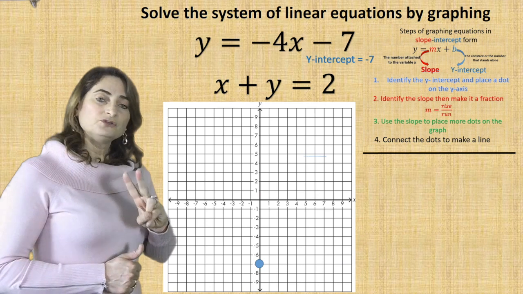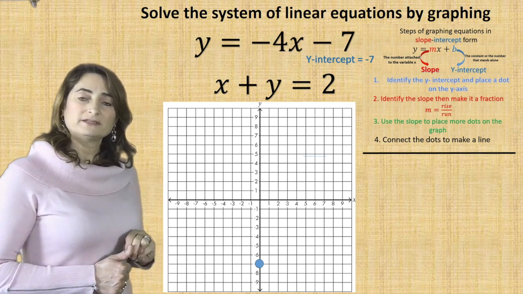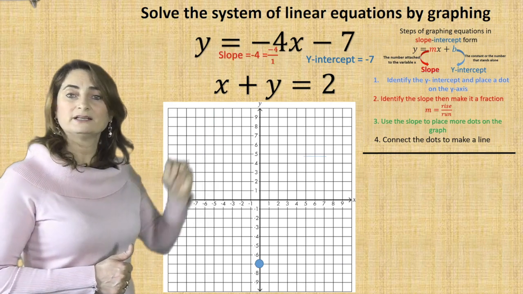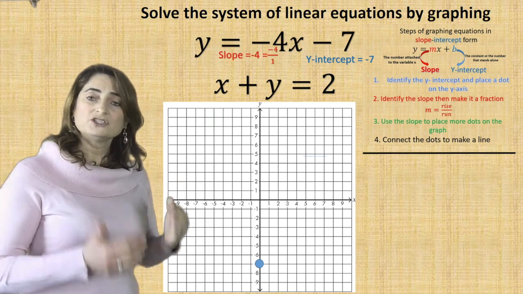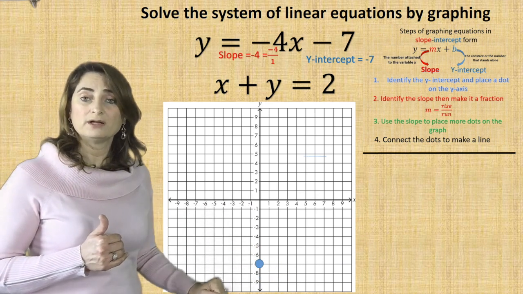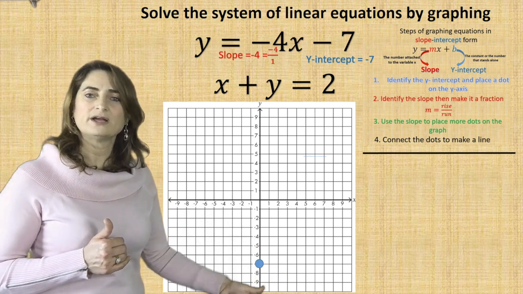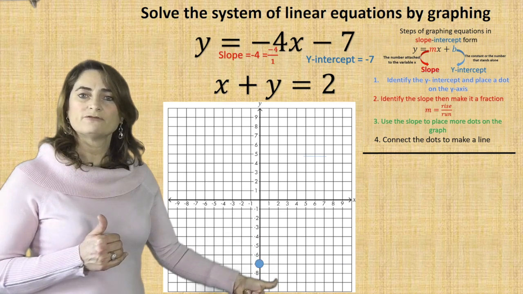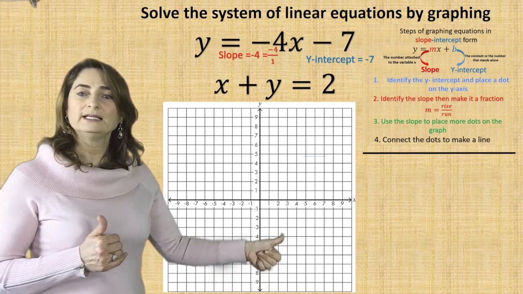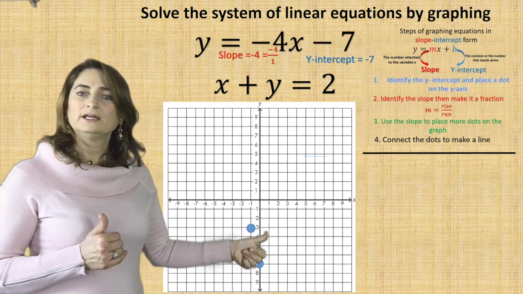Now, step number 2 is to find the slope. The slope is the number attached to the variable x, and the number attached to the variable x is negative 4. But it's not a fraction, so I will put it over 1, which means go down 4, right 1. But I don't have space to go down 4, so I have to go up 4. So from the y-intercept, which is negative 7, go up 4 and to the left 1 and put a dot.